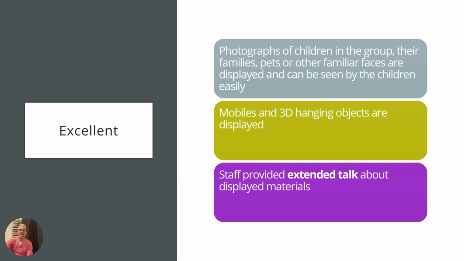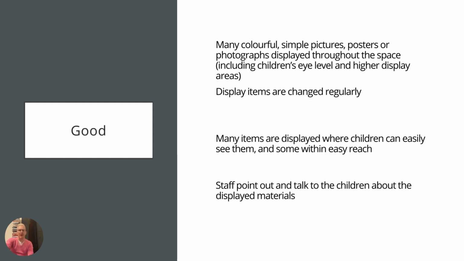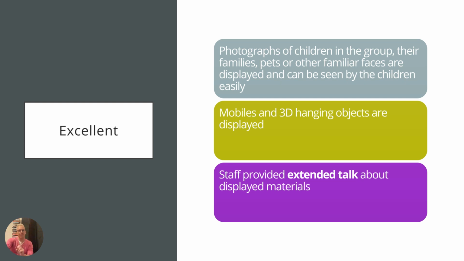And of course, if you're doing half of these things, for example, you've got photos and mobiles, but staff don't really provide extended talk, then you would come out at a 6 because you've met all of the 5 criteria and half of the 7 criteria. So you would come out at a 6 on the quality rating scale in that case.